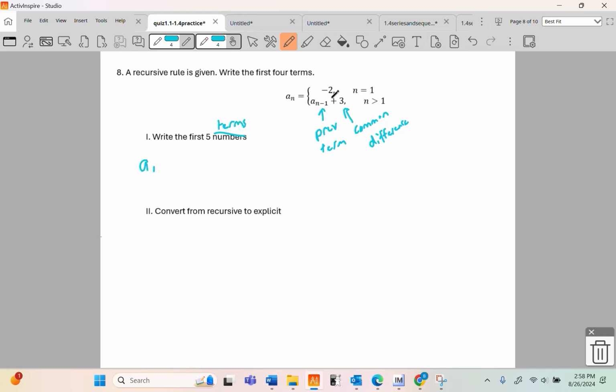The first term is literally -2, because that's what goes here. The second term is to take -2 and add 3. You take the previous term, you add 3, and you get 1. And you just keep that pattern. The next term, we add 3 to 1. I'm going to write this out for those of you who might be a little dense. You get 4. The fourth term, 4 plus 3, 7. And the fifth term, 7 plus 3, 10.